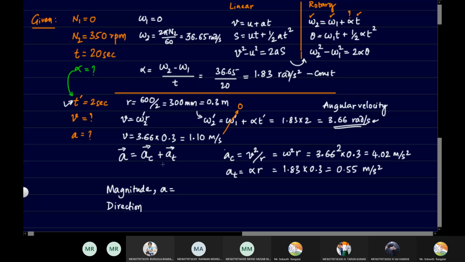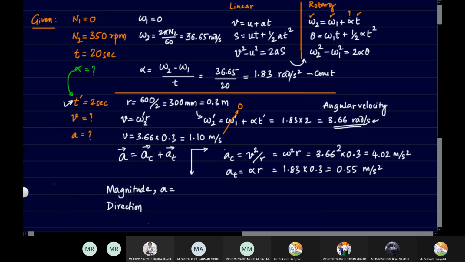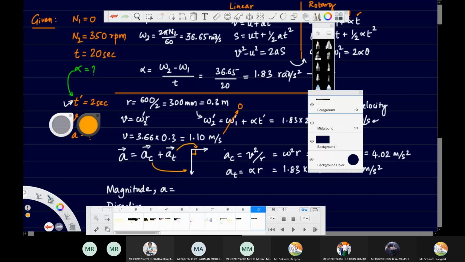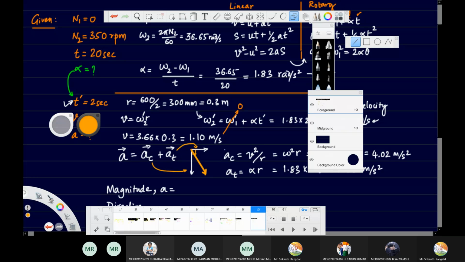Now these two accelerations will be perpendicular to each other, right? The tangential component will be like this, and the centripetal component will be like this. When they are perpendicular, how to find the result? Under root of AC square plus AT square. Yes, so that we have to use. Find it.